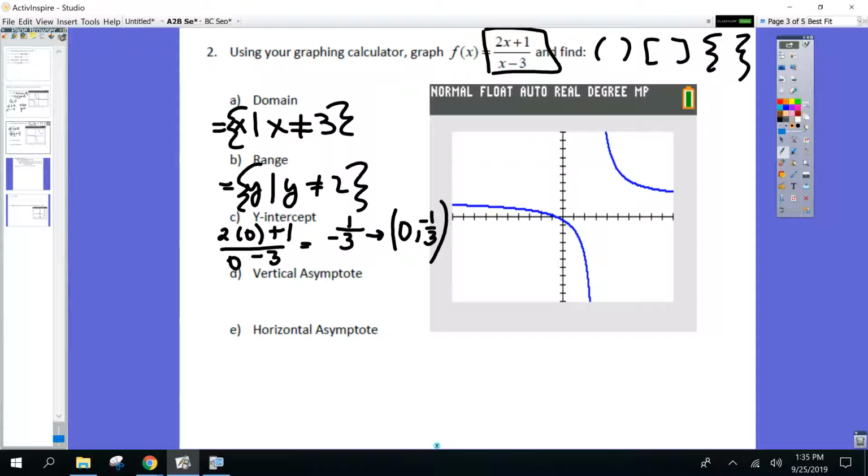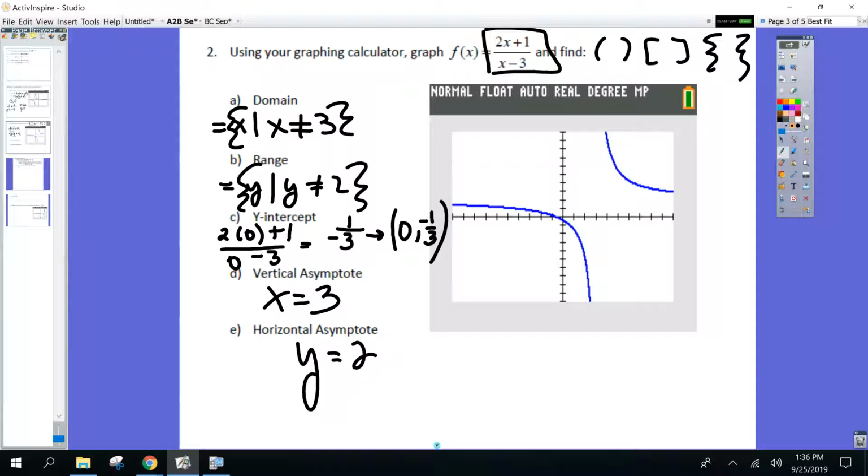Vertical asymptote. Where can I put a vertical line where it's not going to hit the graph? At 3. Oh, what else was 3? Okay, so they are related. Whatever my domain is, that's going to be part of my vertical asymptote, x equals 3. And horizontal? 2, which was my range. So y equals 2.